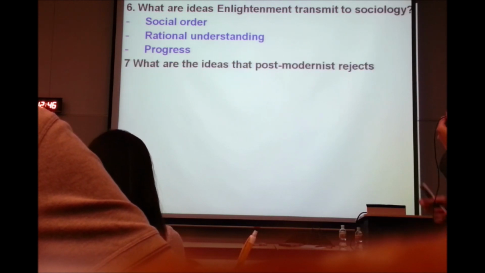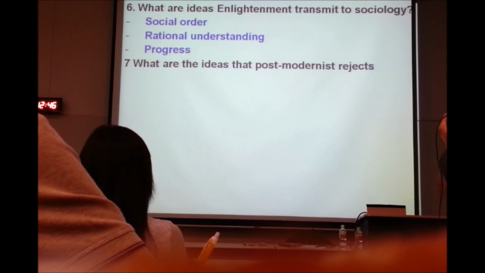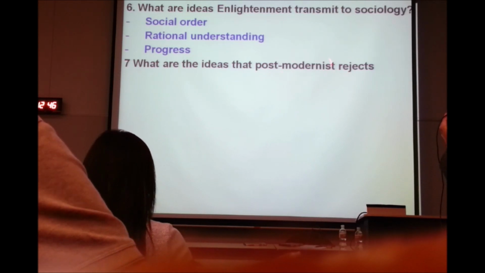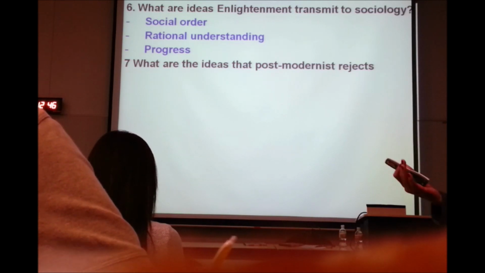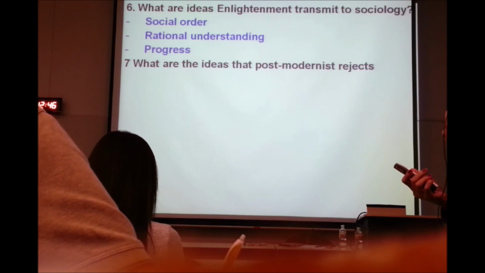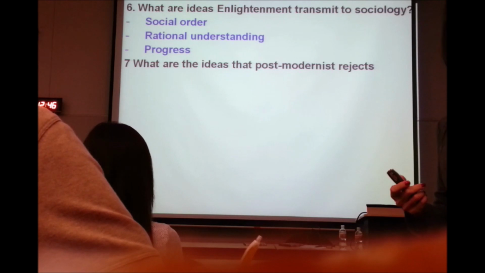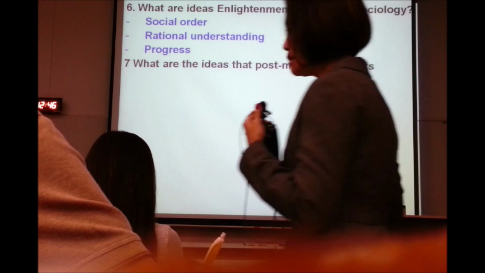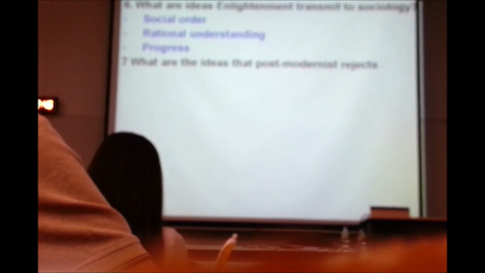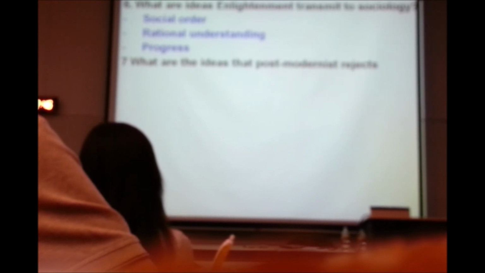Yeah? Now, next question. What are the ideas that the postmodernists are people. Just like the Marxists, they are people. Postmodernism refers to perspective. Postmodernity refers to the type of theory. Yeah, so that is three words. Modernity means society, modernism means perspective, and modernist means people. Those theories. Okay, what do they reject?